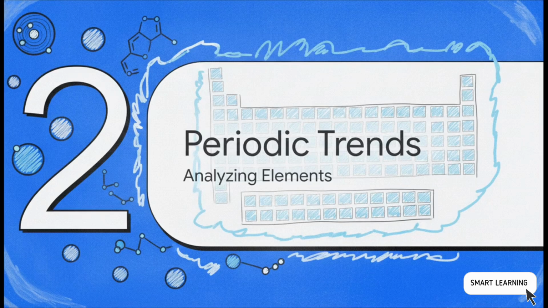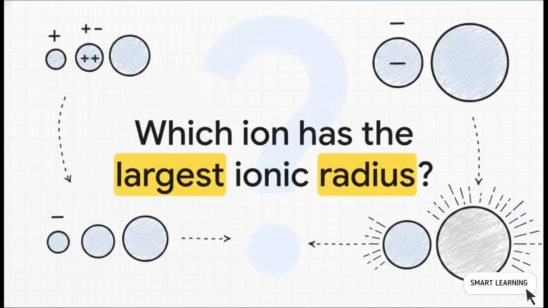Moving on to section 2, decoding periodic trends, analyzing elements. This next question really requires us to visualize ions, not just as letters on a page, but as actual physical spheres that expand and contract. We need to determine which of these 4 ions, sodium, magnesium, fluoride, or oxide, takes up the most physical space, meaning which one has the largest ionic radius.